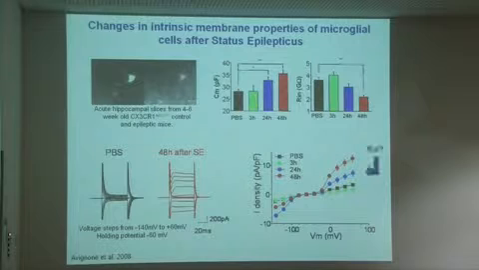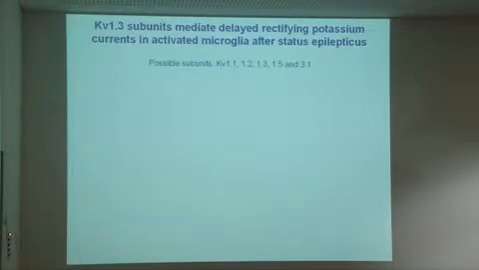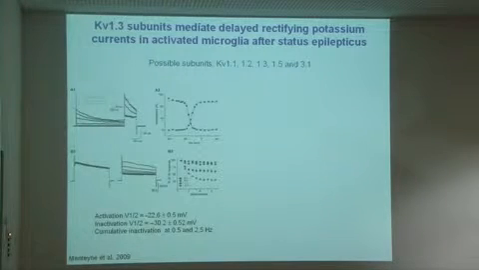So we characterized these outward currents a little bit, because there have been some data in the literature showing that different potassium subunits could underlie these currents, and those subunits might be associated with different functional properties of the microglial cells. The most likely subunits that can be found in microglial cells are Kv1.1, 1.2, 1.3, 1.5, or 3.1. So we did some basic electrophysiological characterization of those currents, their activation and inactivation curves.